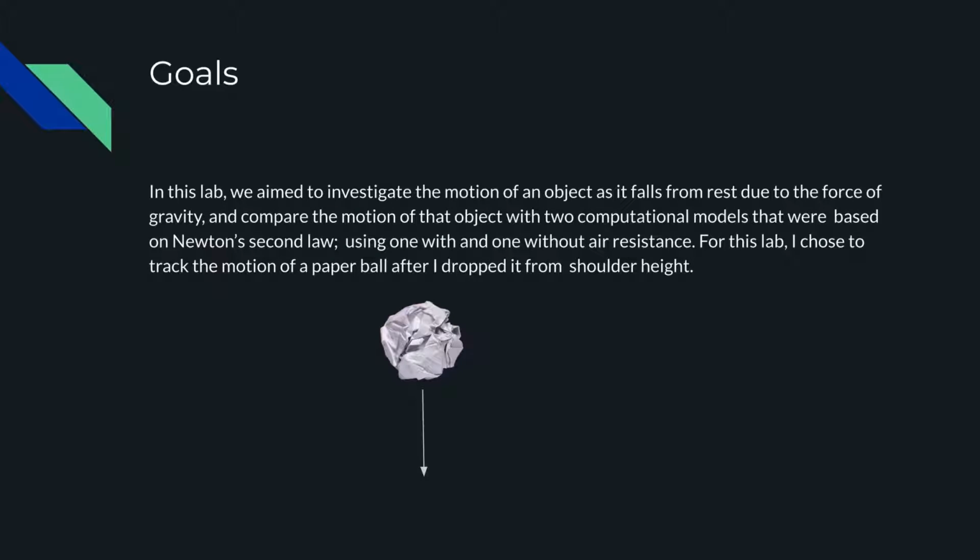So, in this lab, we aim to investigate the motion of an object as it falls from rest due to the force of gravity. And we're going to compare the motion of that object with two computational models that we make based on Newton's second law. One of them is going to account for air resistance, and one of them won't. And for this lab, I chose to track the motion of a paper ball after I dropped it from shoulder height.